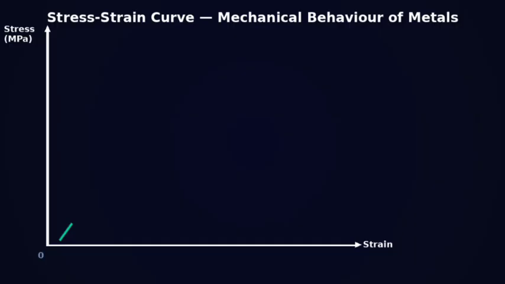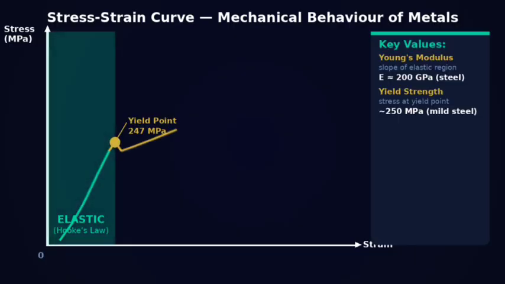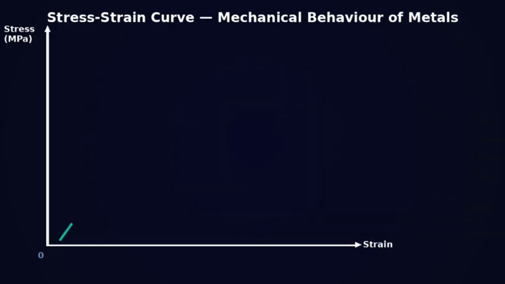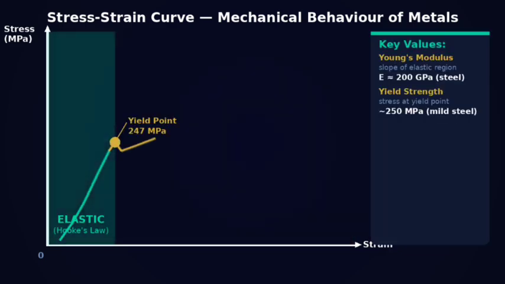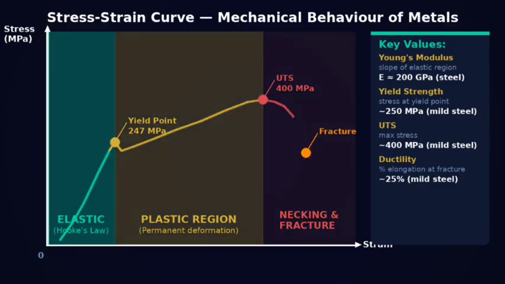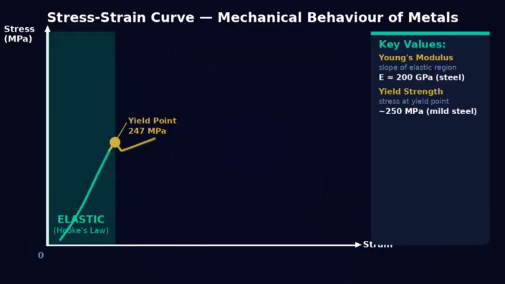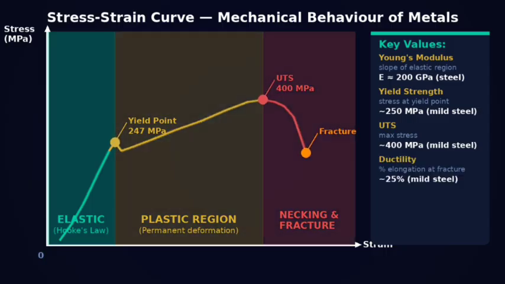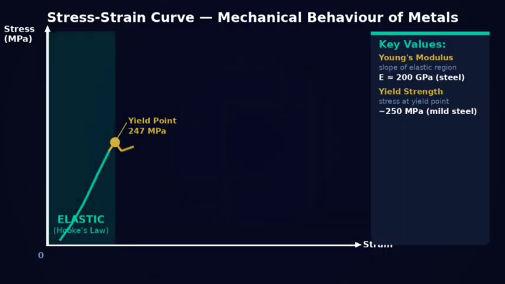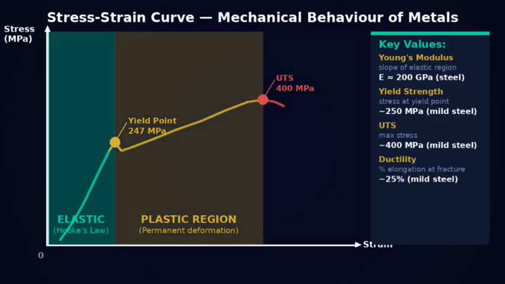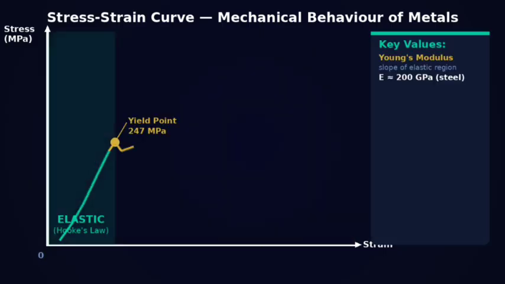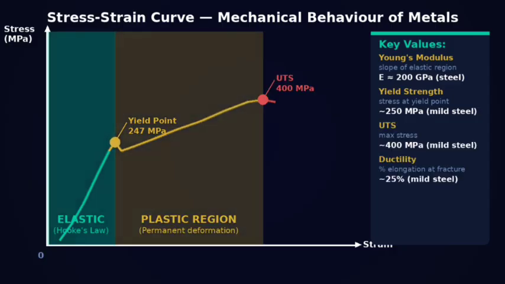One test. Watch how the curve builds itself. The steep elastic region first. Hooke's law, perfectly linear. Then the yield point where the slope changes. The plastic region where the metal hardens as it deforms. The peak at UTS, then the drop as necking begins. And finally, fracture. Every region, every point tells you something different about how this material behaves. Read this graph and you understand the material completely.